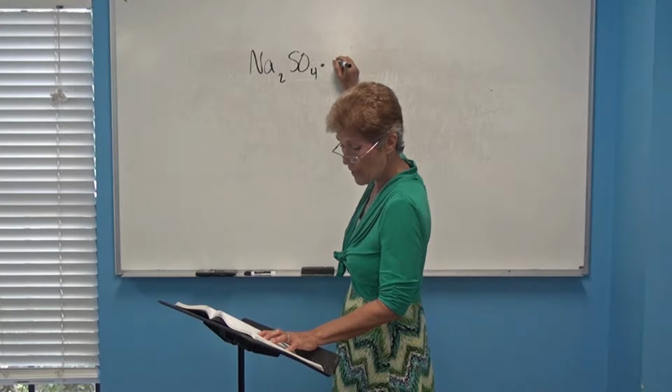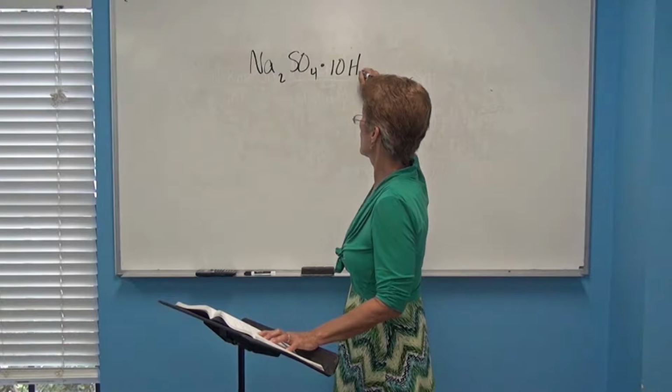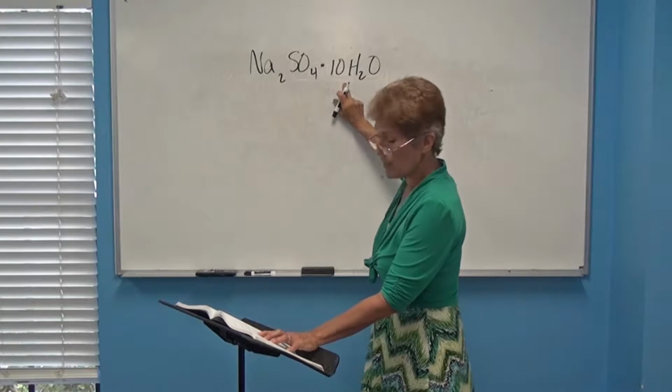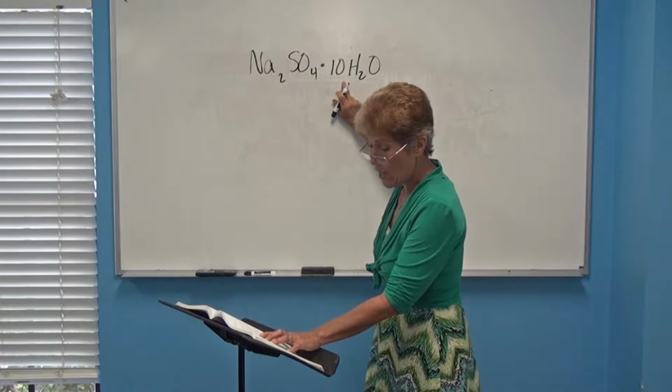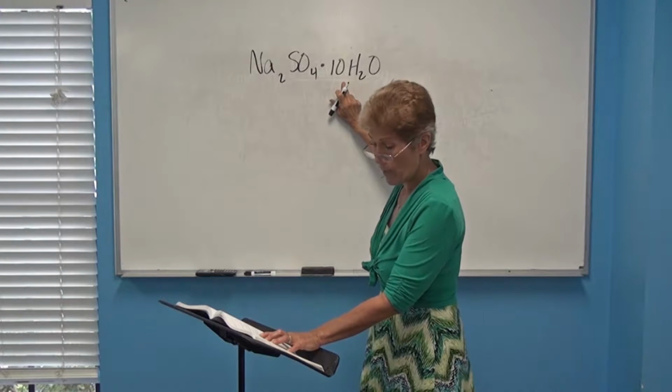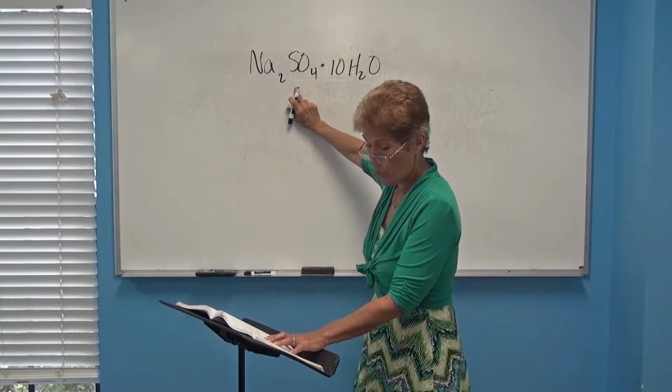Now I'm going to write the hydrated form up here. And you see here that there's 1 of these to every 10 of these, so the answer for B would be 10 water molecules for every 1 sodium sulfate.